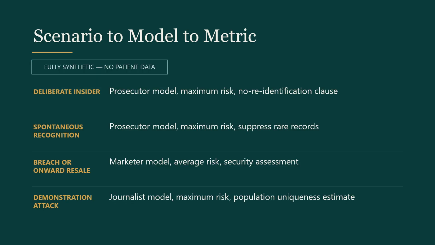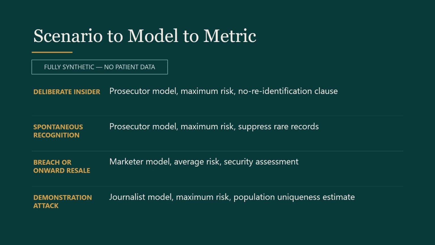Here's the mapping written out, and I want you to treat it as a template rather than a truth, because your engagement may justify different pairings so long as you argue them. Row 1, the deliberate insider. Insiders usually know who is in the file, so the adversary model is the prosecutor, the metric is maximum risk, and the primary control is the contractual prohibition on re-identification backed by audit rights, because you cannot engineer away a trusted user, you can only deter and detect.